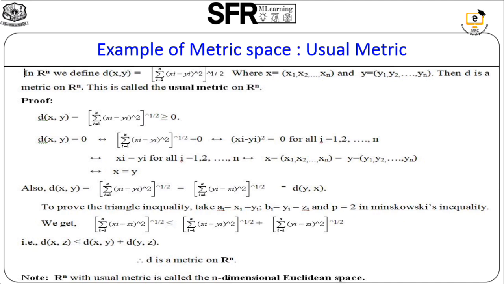This is called the usual metric on R. We are going to prove the 4 conditions of the metric spaces: the first one is non-negative, the second one is unique, all the elements are unique, the third one is symmetric, and the fourth one is triangle inequality. It satisfies the non-negative condition and it is unique: D of x comma y equals 0 if and only if x equals y. D of x comma y equals D of y comma x. It also satisfies the symmetric condition, and it satisfies the triangle inequality. Therefore, D is a metric on R power n too.